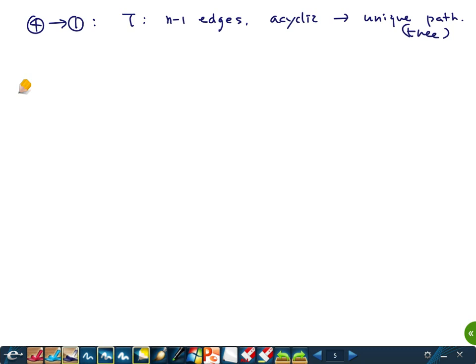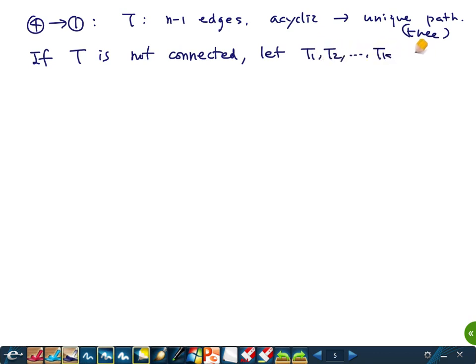So to show that there is at least one path, we need to show that it's connected. So suppose that T is not connected, and then try to find the contradiction. If T is not connected, then what happens? We can imagine this T as several connected components. Let T1, T2, ..., Tk, where k must be at least 2, be the connected components of T.